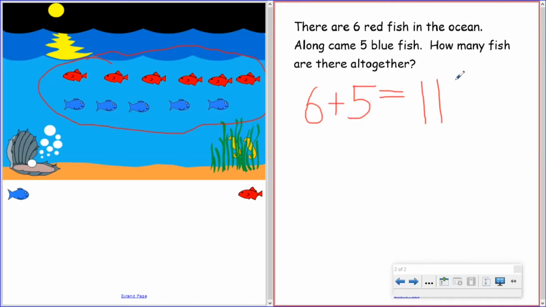Now let's go back and see if I answered the question. The question was, how many fish are there all together? Did I find out how many fish there are all together? I did. The answer is 11. There are 11 fish all together. Go ahead and give yourself a pat on the back.